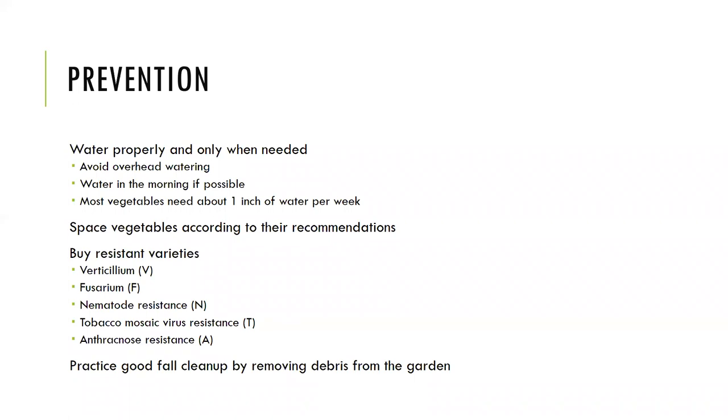Another thing that can help is spacing out your vegetables properly. This goes back to that cool, damp, humid environment. Proper spacing can aid in the airflow between plants, and this can help that foliage dry off. Also, plants have better root space, which makes for a healthier plant. They're able to uptake more water and nutrients easier if they're spaced out a little bit.